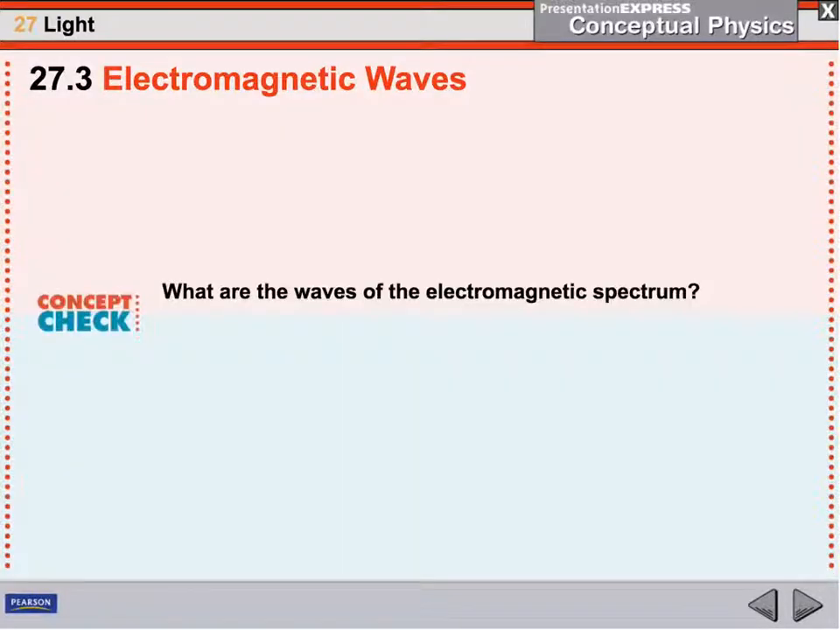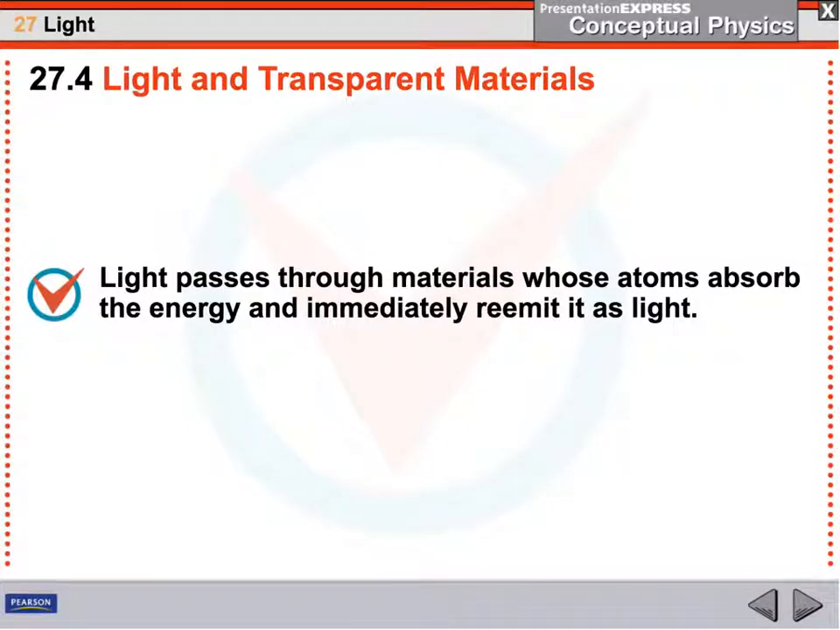What are the waves of the electromagnetic spectrum? Remember, it's radio waves through gamma. Light passes through materials whose atoms absorb the energy and immediately re-emit it as light.